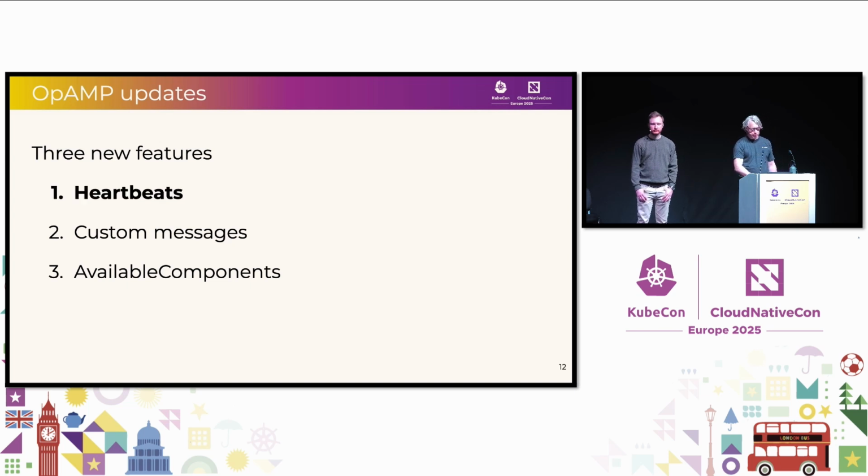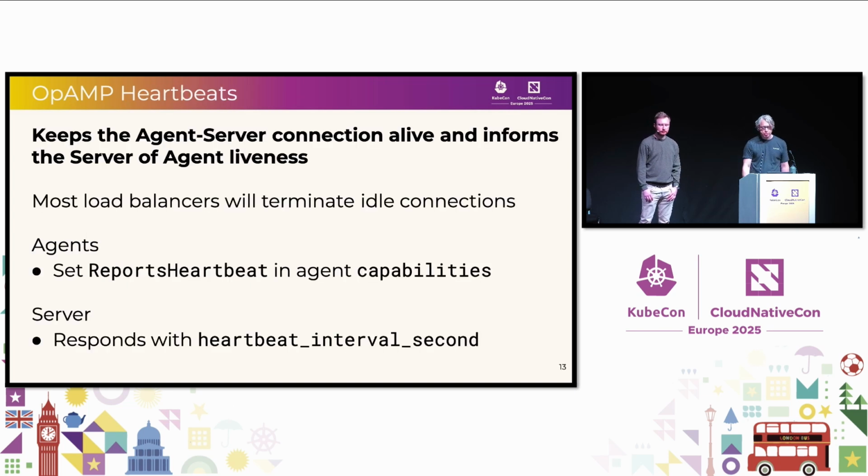Let's start with heartbeats. Heartbeats keep the WebSocket connection between the agent and the server alive. Most load balancers will terminate idle WebSocket connections, and periodically sending an empty message prevents this from happening. Agents that support heartbeats can set the report heartbeat capability, and since the server is more likely to know the keep alive requirements of inbound connections, servers respond with the preferred heartbeat interval.